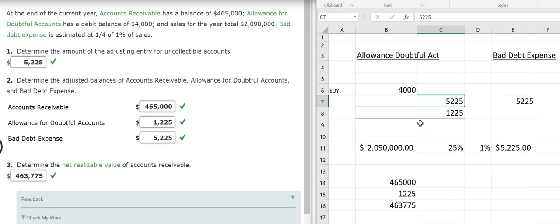When we do the next exercise, which is with the aging process or aging method of coming up with a bad debt expense, we will take into account if the account allowance has a debit or a credit. So we will do that next.